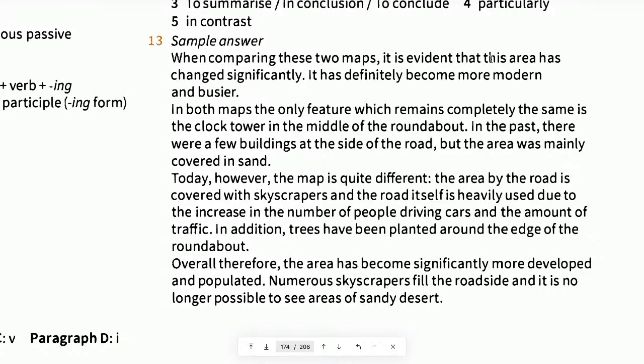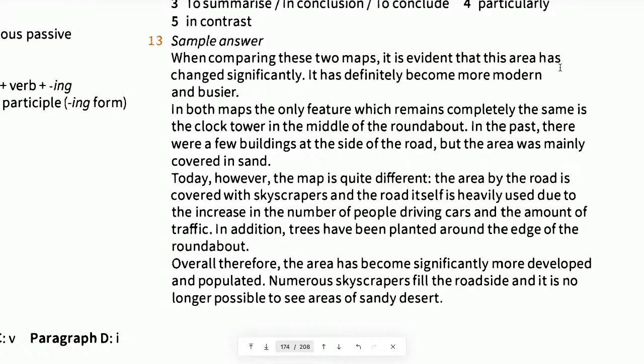So this one you can learn, okay? It is evident that. Evident means that based on something you can see, and then based on that you can say something else. So it's very clear. This is a good one. You can underline that. So at least you have more things to write in writing part 1. When comparing these two maps, it is evident that this area has changed significantly.